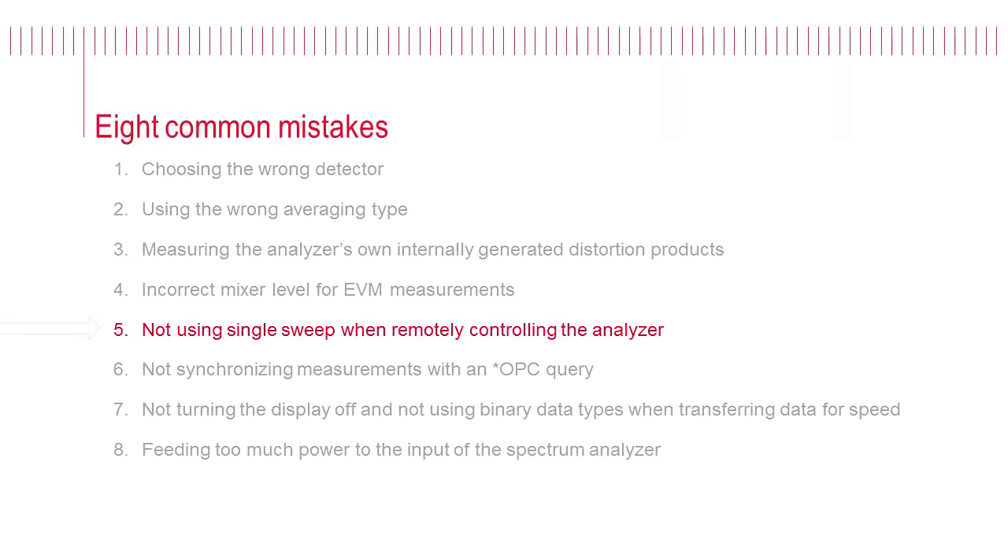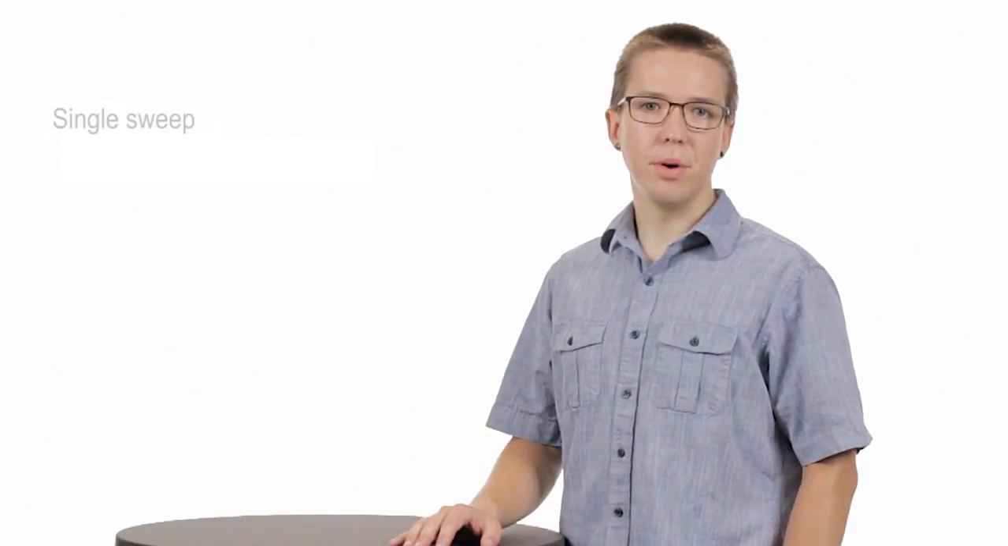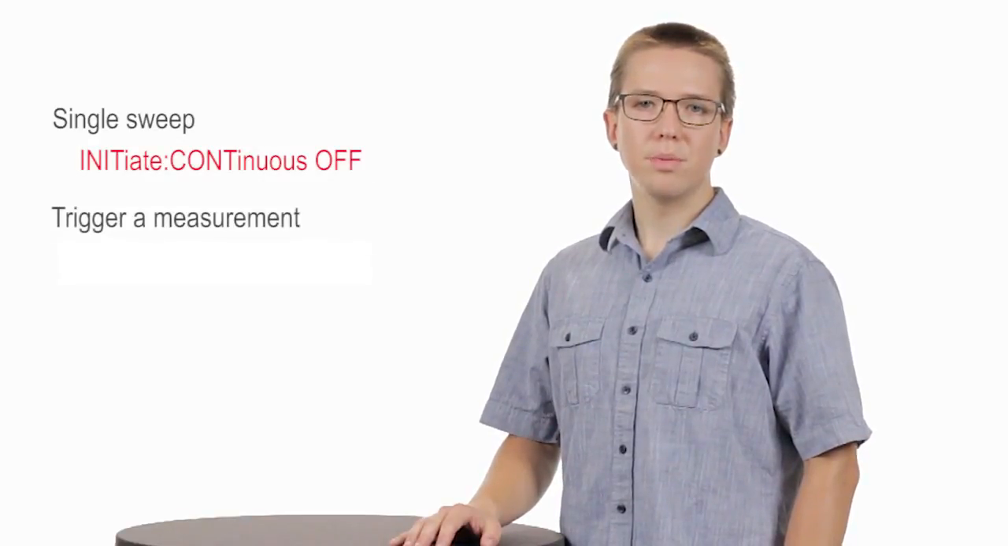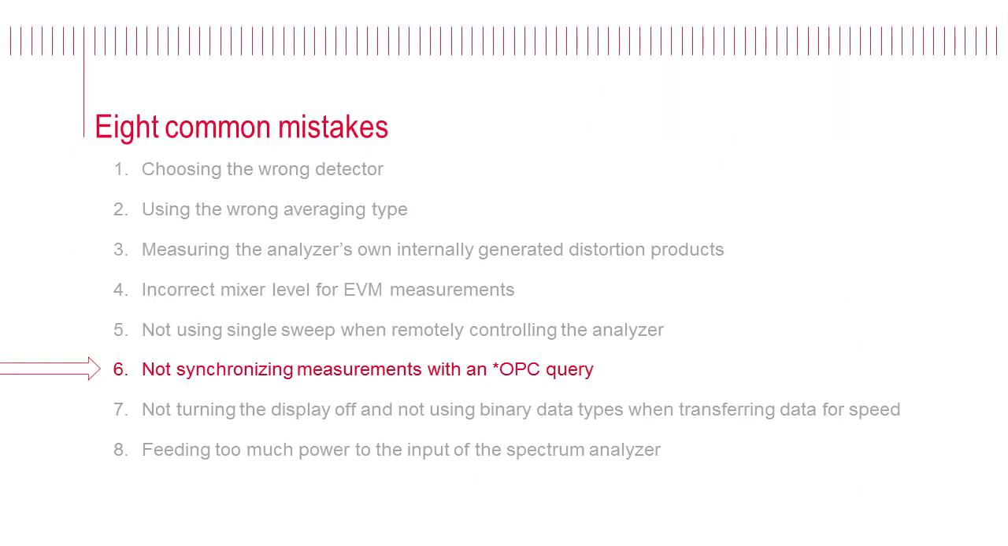The fifth common mistake is not using single sweep mode. It seems intuitive that continuously sweeping would run faster, but under remote control, the analyzer will actually run slower. Once an initiate command is sent, the instrument must abort the current sweep and reinitiate the measurement. To put the analyzer into single sweep mode, use the initiate continuous off command, then to trigger a measurement, use the initiate immediate command.